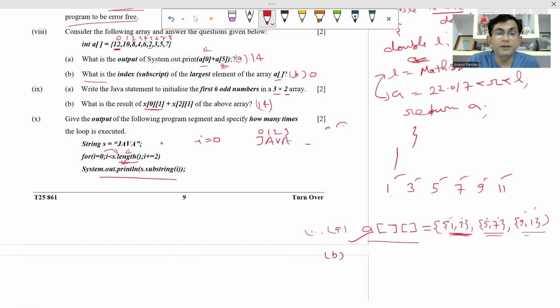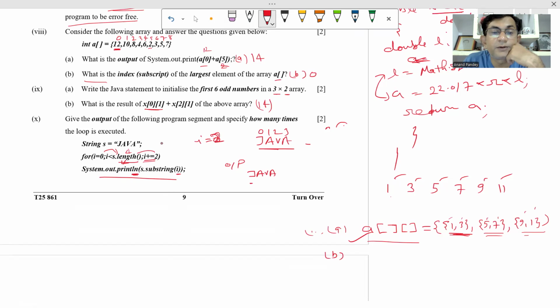System.out.println S.substring(i) means from index number i to last will be printed. Substring i to last, value of i is 0, so to last means JAVA will be printed. Output here I am writing, JAVA will be printed. After printing, control will move to the next line because of ln. Then again i plus 2, i becomes i equal to i plus 2. The value of i will be 2 now.